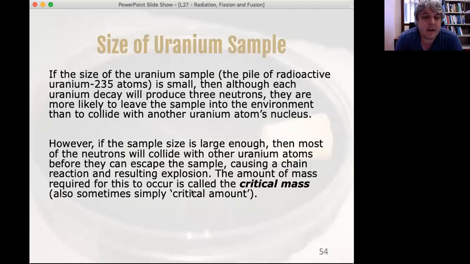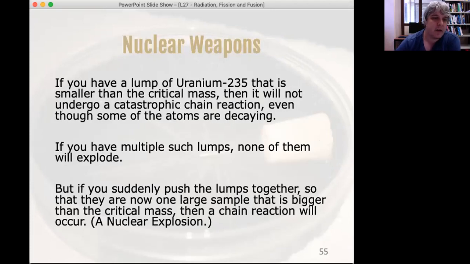If the sample size is large enough, most of the neutrons will collide with other nuclei and we get that chain reaction. The sample size at which that is going to occur is called critical mass. Right? So we had critical deformation, the amount of deformation we needed for that fission to definitely occur. Critical mass is the overall mass of the sample of uranium that we need in order for that chain reaction of fission reactions to definitely occur. Sometimes called the critical amount, but critical mass is more scientific because we've got a mass of uranium.